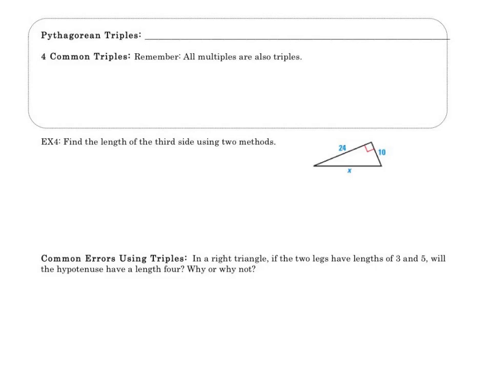Okay, so we finished last class talking about common Pythagorean triples, and those, like I said before, were a set of three positive integers that work in the Pythagorean theorem. So they're nice whole numbers that make the Pythagorean theorem work. Some examples of Pythagorean triples are 3, 4, and 5; 5, 12, and 13; 8, 15, and 17; and 7, 24, and 25.